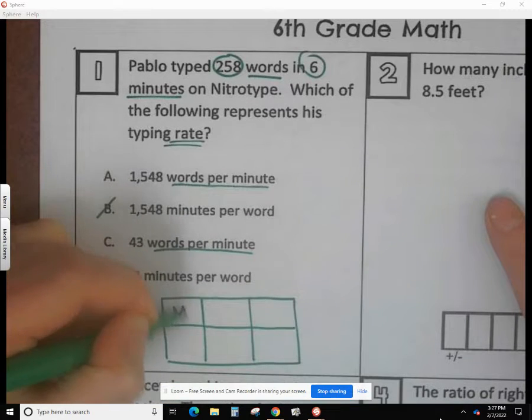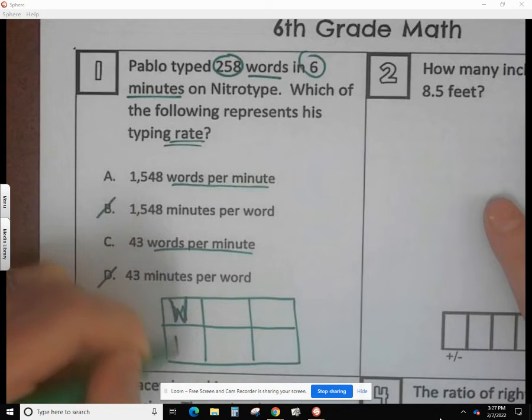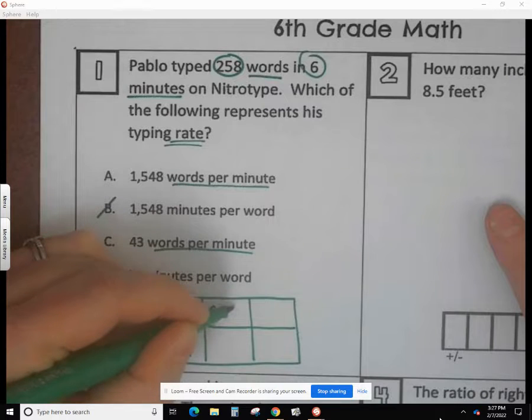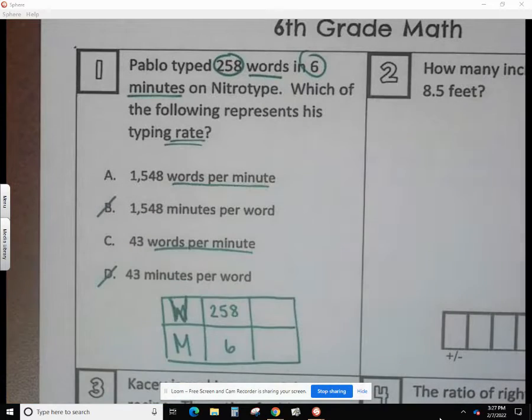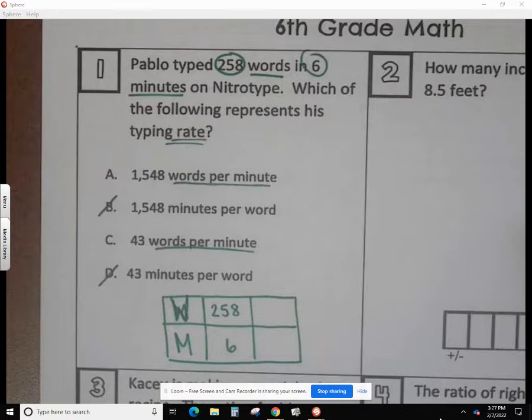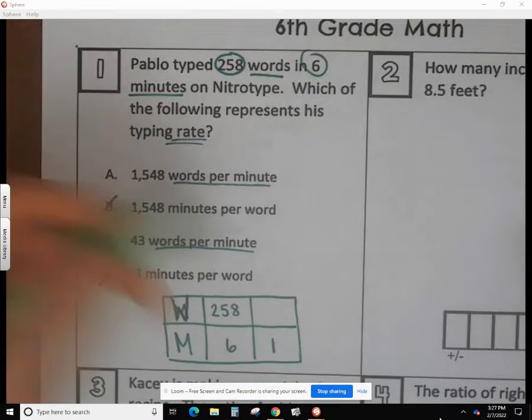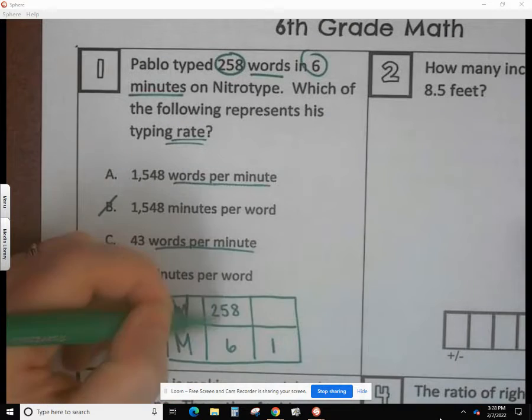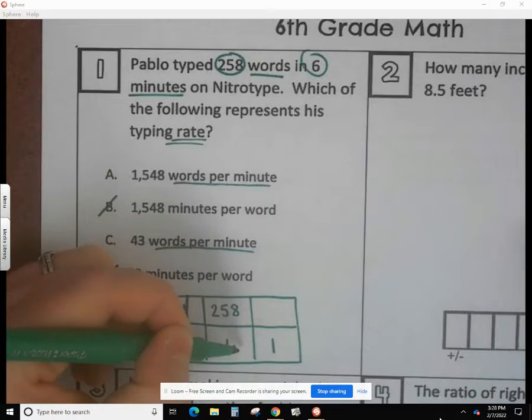We're talking about words first, because that's what it says in the problem. Words and then minutes. And so in the problem, they give us the rate of 258 words in 6 minutes. We want to know per minute. So no S on the end tells us that number 1. Our corner number here is 6.